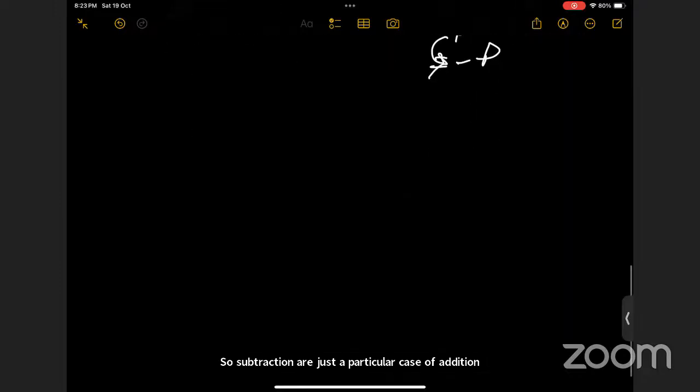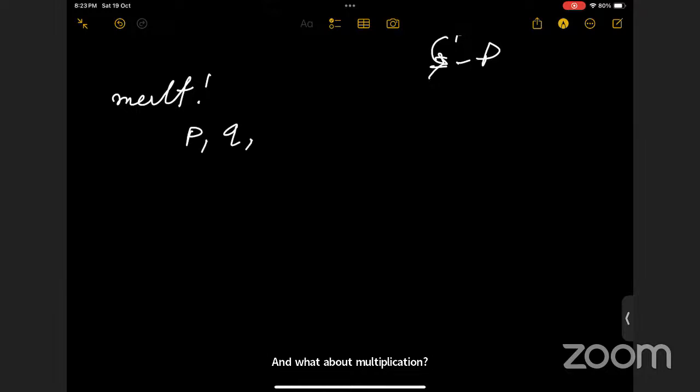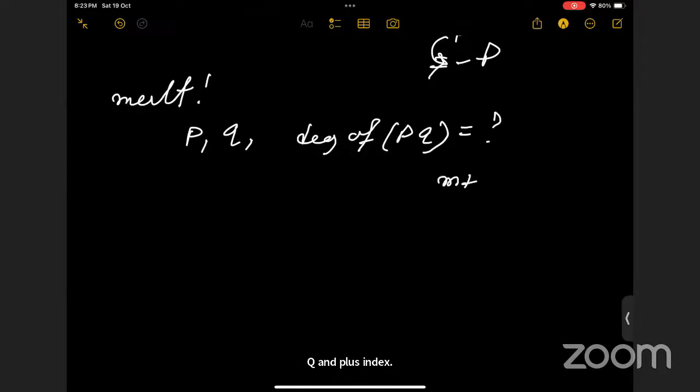And what about multiplication? If we have the same p and q, what will be the degree of pq? The addition of the degrees, m plus n, right?